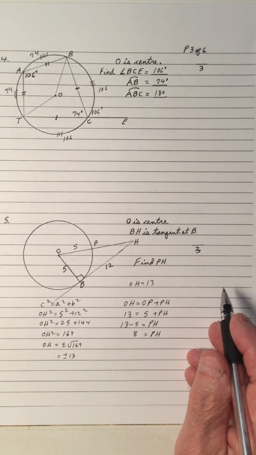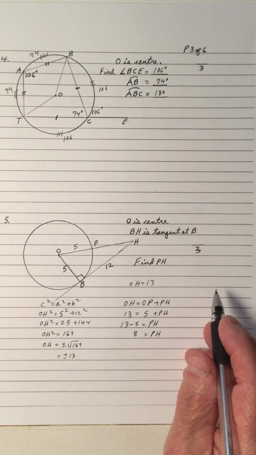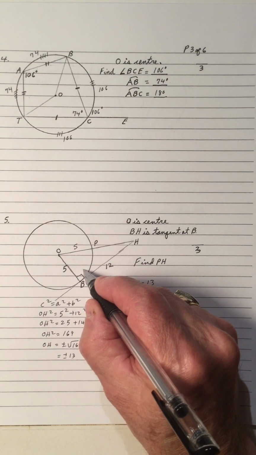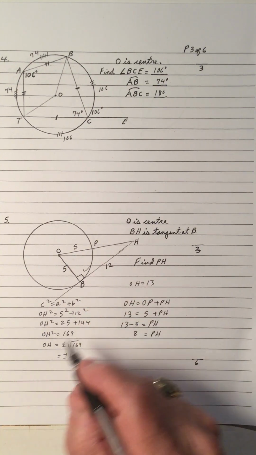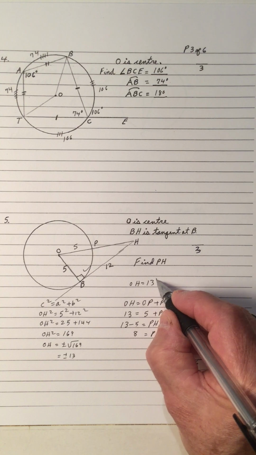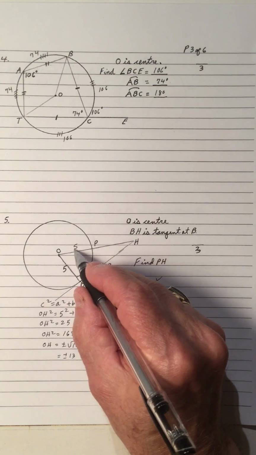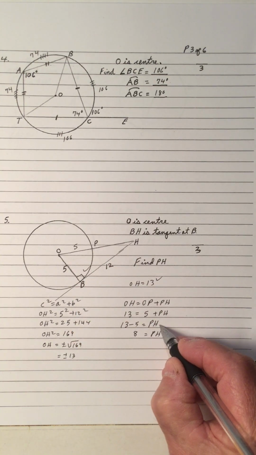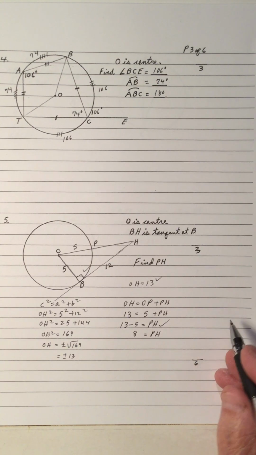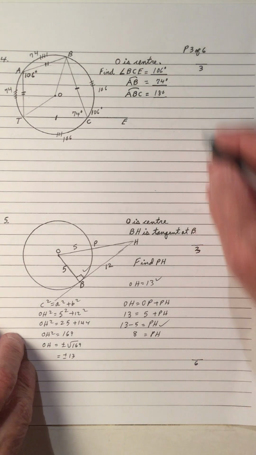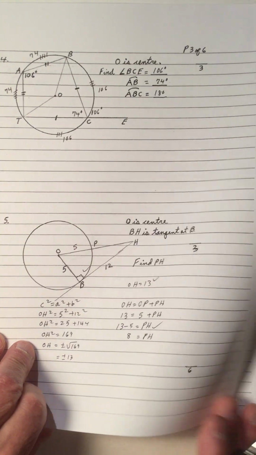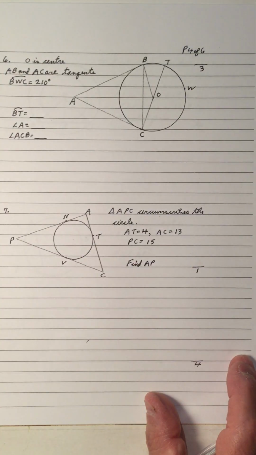And we have 3 marks. If you said this was a right angle, give yourself a mark. If you worked out to get to 13, give yourself a mark. And if you said this radius was 5 and worked this out to be an 8, give yourself a mark. So 3 marks altogether for that question. Add up your total. Hopefully you have 6. Let's continue.